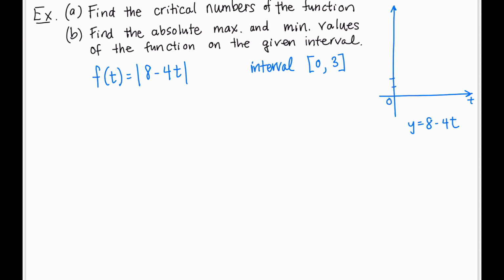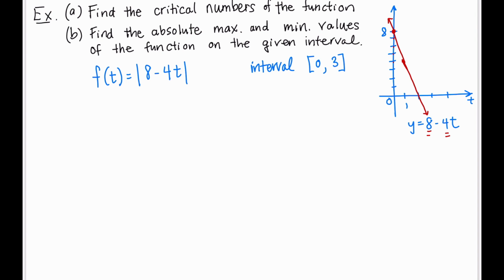Okay, and that line has a y-intercept of 8, and it has a slope of -4. So we're going to go down 1, 2, 3, 4, and over 1 point. Okay, and then the line passes below the x-axis. So it's just a line.